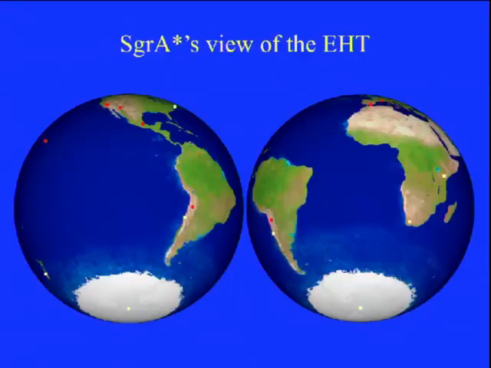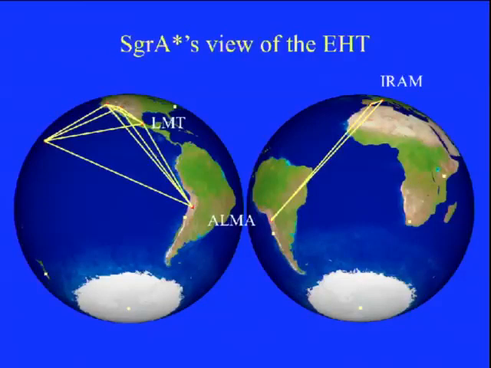Now, everything I've shown you so far is with these three antennas, but the Earth is a very big place. We would love to increase the size of this network. And the first thing we're going to do is add the LMT in Mexico. That immediately gives us many more data points. ALMA is now coming online in Chile. That's going to be a very sensitive new element of the array, and it also allows us to link up with the European dishes in Plateau de Bure and Pico Veleta in France and Spain.